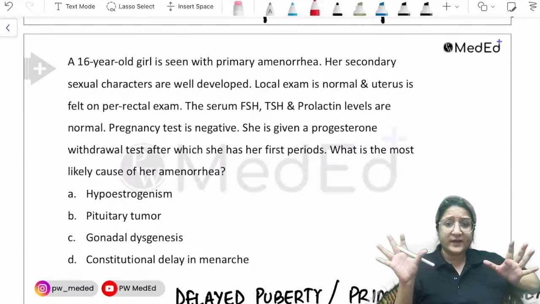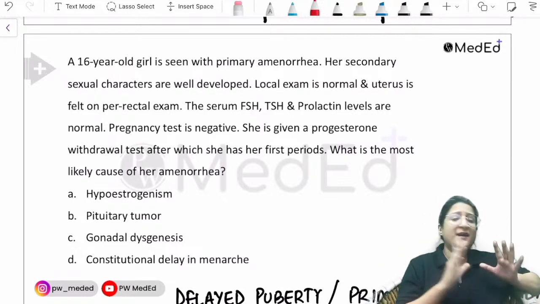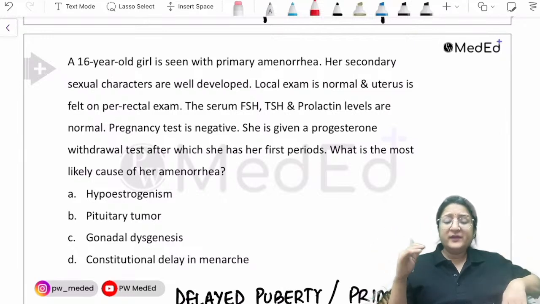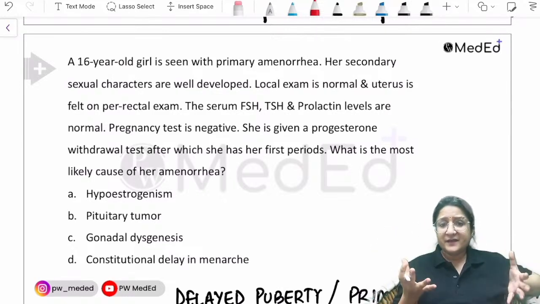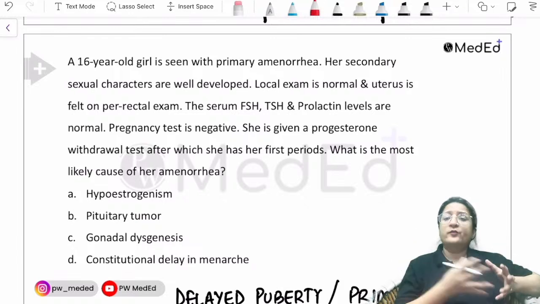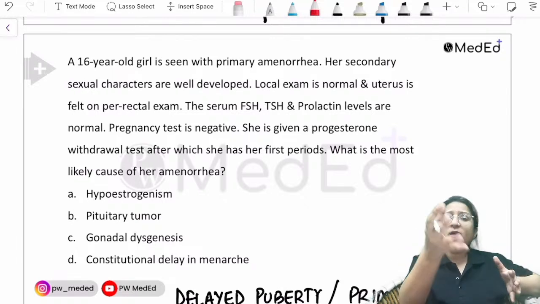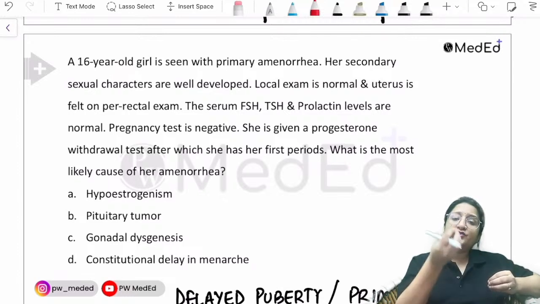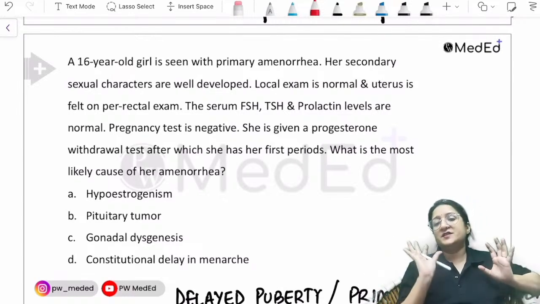Very simple, straightforward question. There's a primary amenorrhea in a young girl, everything is fine. When we have primary amenorrhea, we check for breast development, then we check if the uterus is present or not. Then if there is, we go for a hormonal profile also. All these things we do, everything has come out to be normal. Pregnancy test is negative. She's given a progesterone withdrawal test, after which she has her first period.